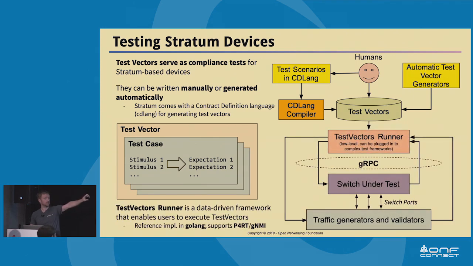But these test cases then get plumbed into a runner, which connects to a device using its gRPC interfaces. We also connect to a traffic generator and are able to validate that a device is conformant with the APIs that we have.